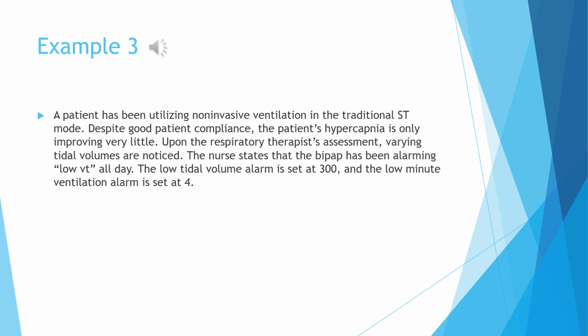Example number 3 is a patient who has been using non-invasive ventilation with ST. He's been very compliant with his BiPAP, but the hypercapnia is not improving like it should be. When the respiratory therapist reaches the bedside to assess, he or she sees that the tidal volumes have been varying. The nurse is at the bedside and states that the BiPAP has been alarming low tidal volume all day. The tidal volume low alarm is set at 300 and the low minute ventilation alarm is set at 4. So that means that the patient's tidal volume and minute ventilation have been dropping pretty low.